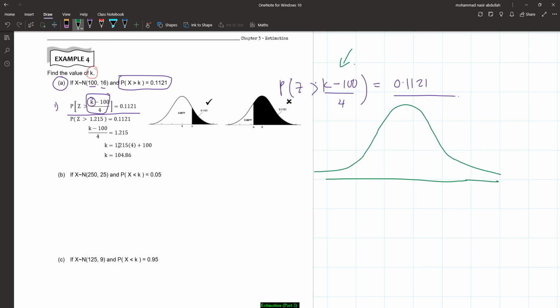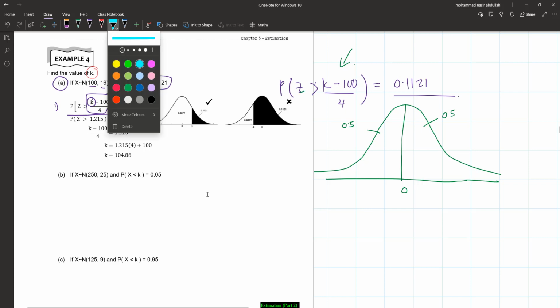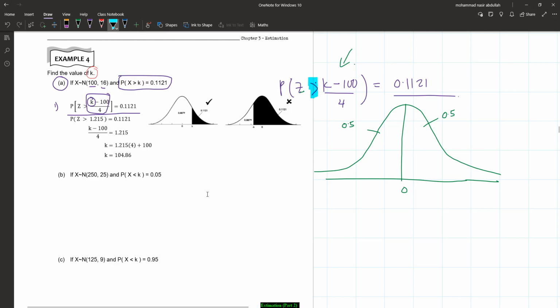Remember, the characteristic of the normal distribution is a bell shape, and the total area equals 100% or 1. The probability is equal to 1, and the area to the right is 0.5, and the area to the left is 0.5. Can you understand? This is the characteristic. So we look at the symbol first. The symbol they use is more than. More than should be to the right. If more than is to the right, less than is to the left.